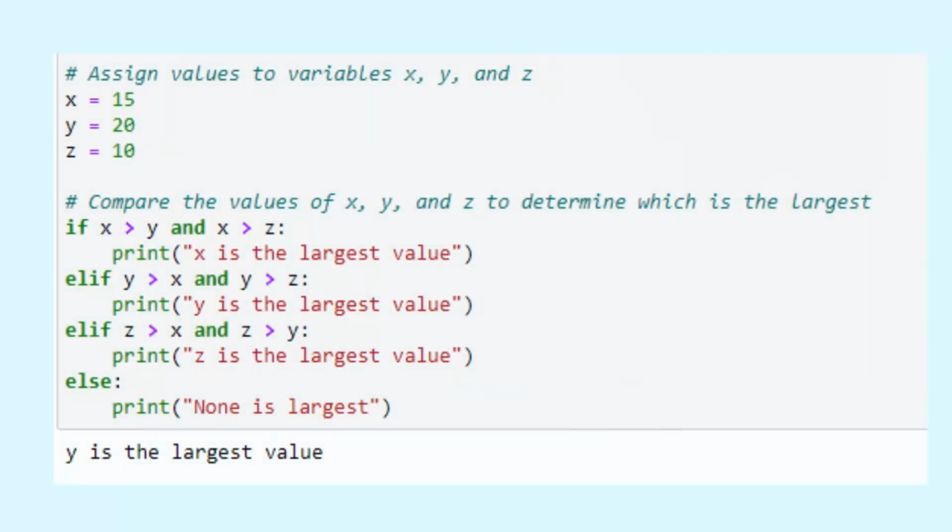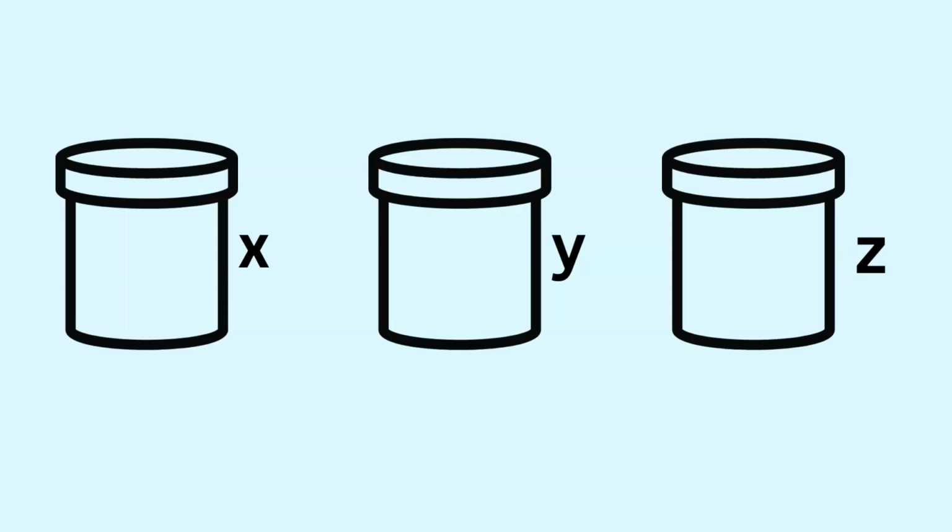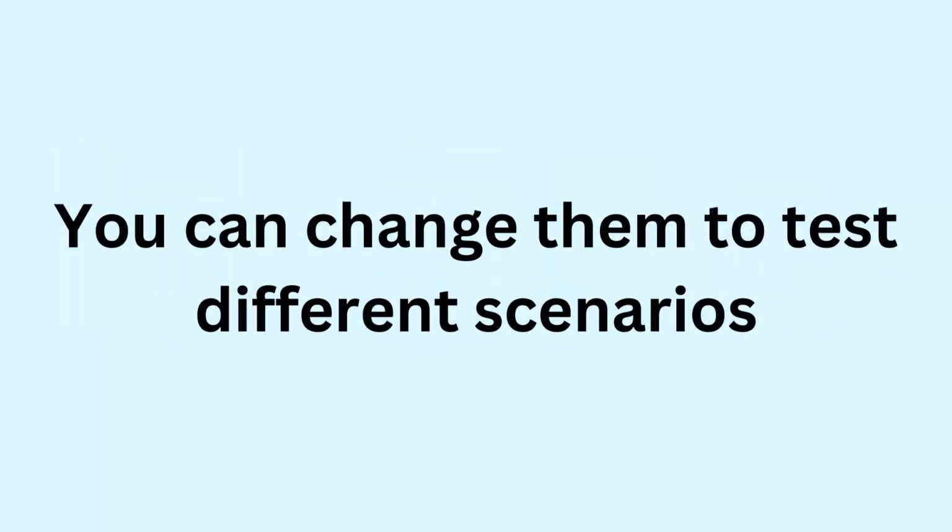Answer: Here is a Python program that compares three variables x, y, and z and prints out which variable contains the largest value. Explanation of the program. Variable initialization. The program begins by assigning values to the variables x, y, and z. In the provided example, x is 15, y is 20, and z is 10. These values can be varied to test different conditions and scenarios.